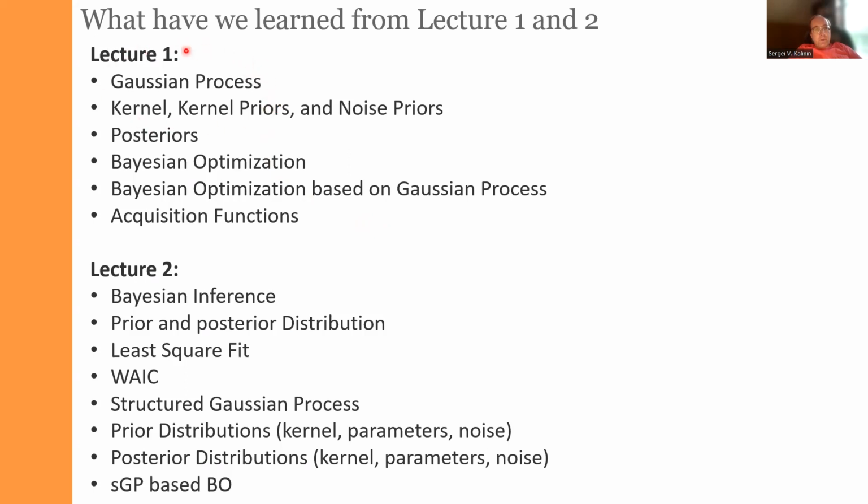So in the first lecture, we went through the concept of the Gaussian process: what it is, what is the kernel function, what are the kernel priors, what are the noise priors, what are the posteriors, and we introduced the concept of Bayesian optimization based on Gaussian processes. So the key element there was the acquisition function. This is something that is absolutely important to understand and plan automated experiments. In the case of Bayesian optimization or myopic workflows, we have the acquisition function.